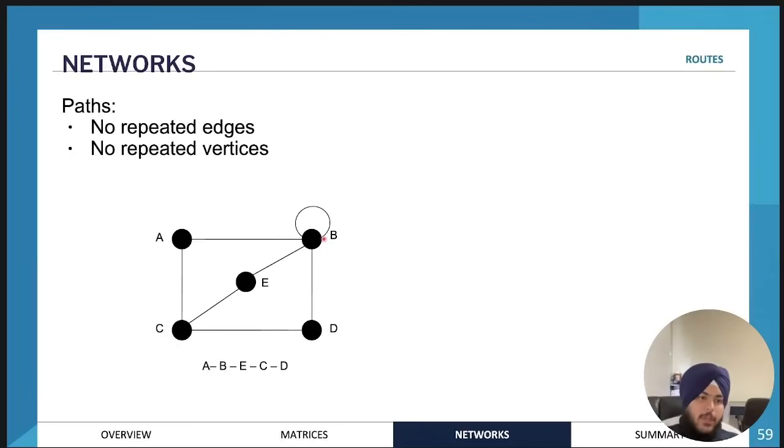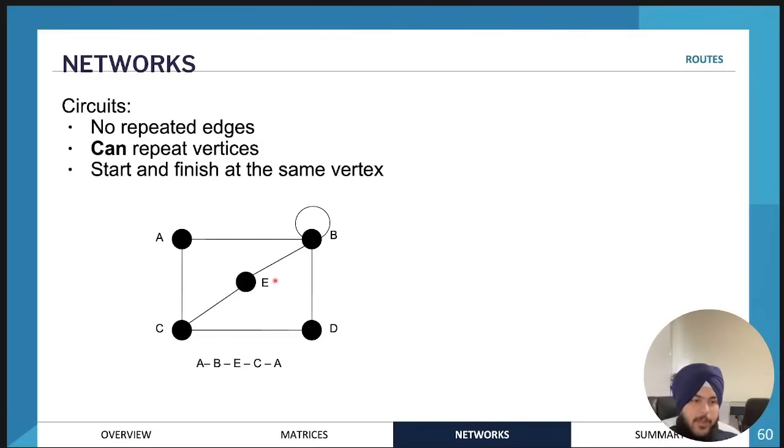Next, we have paths. A path is one in which you don't repeat any edges and you don't repeat any vertices. For example, A, B, E, C, D. You're not repeating any edges and you're not repeating any vertices. And for a path, you don't actually have to visit all of the vertices. A, C is a path as well, or A, B, or A, C, E is also a path. I mention this because some people get confused between a path and something that we're going to be learning later on.